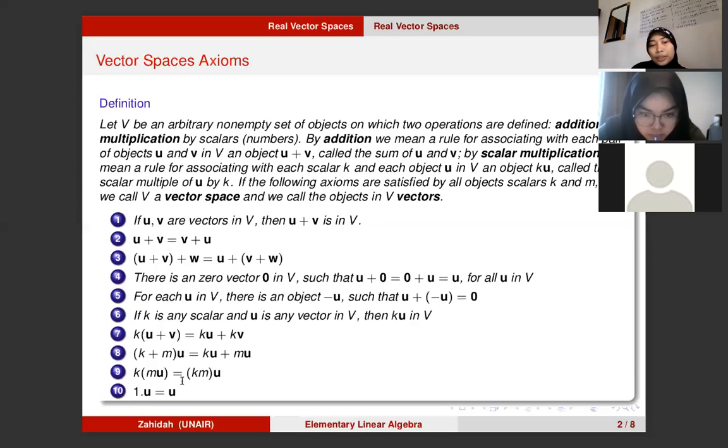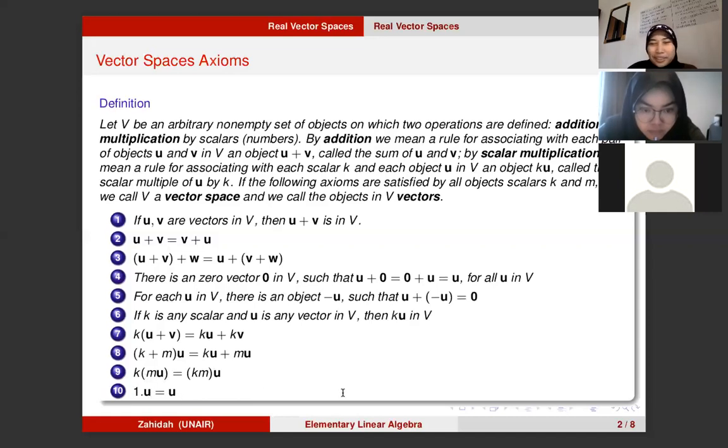The last two axioms: k times (m times u) equals (km) times u. U here is a vector, k and m are scalars. And the last axiom, 1 times u, where 1 is a scalar, 1 times u equals u.